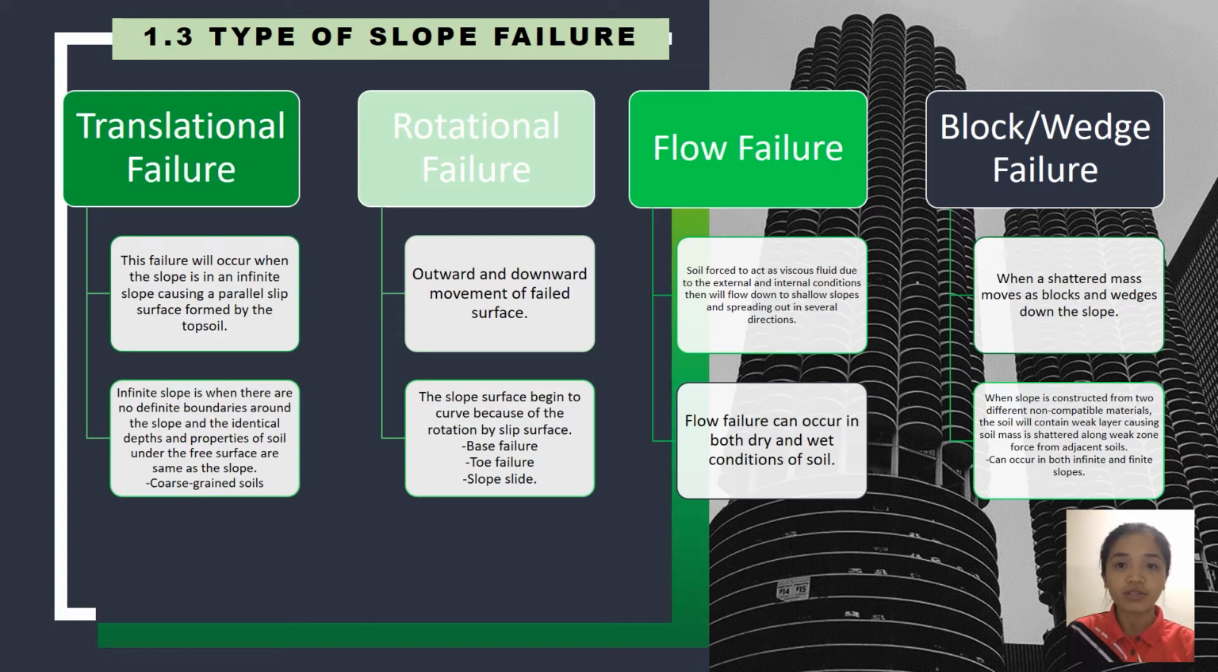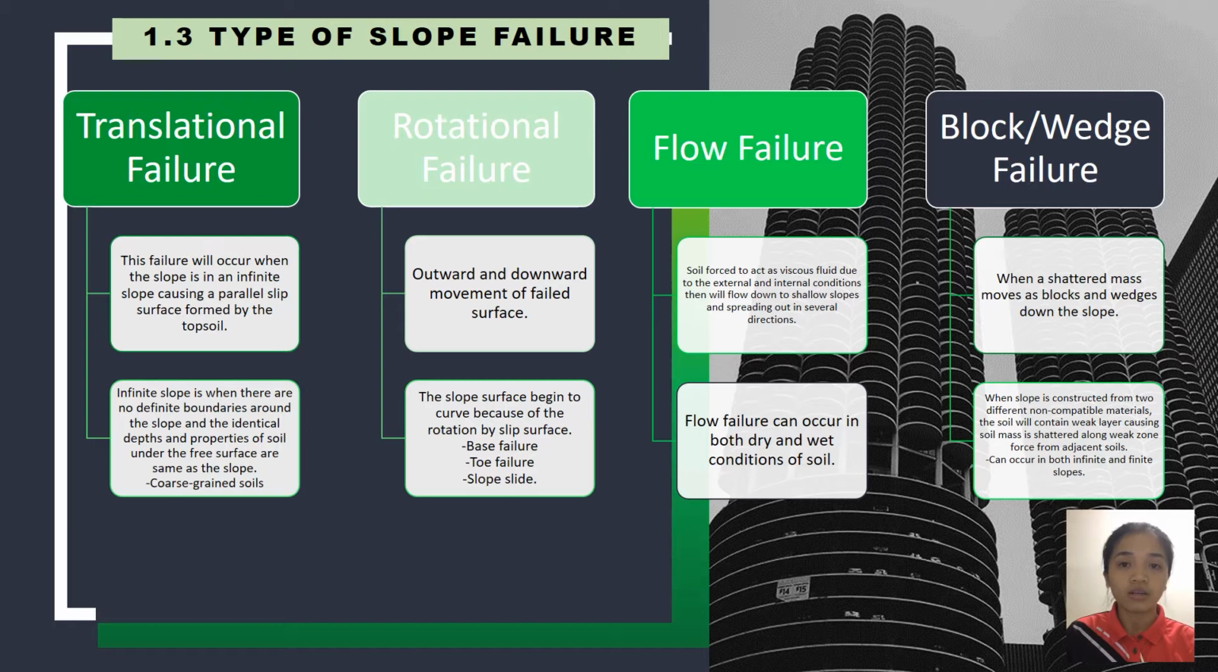Next, 1.3, which is types of slope failure. The understanding of types and causes of slope failure is really important and useful in order to design slopes or remedial work. There are many types of slope failure in soil, which are translational failure, rotational failure, flow failure, and block failure. Translational failure is a failure that occurs along a weak zone of soil.